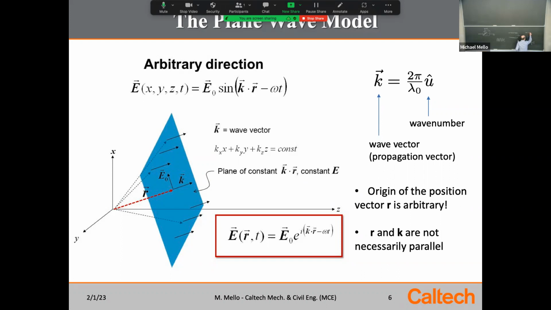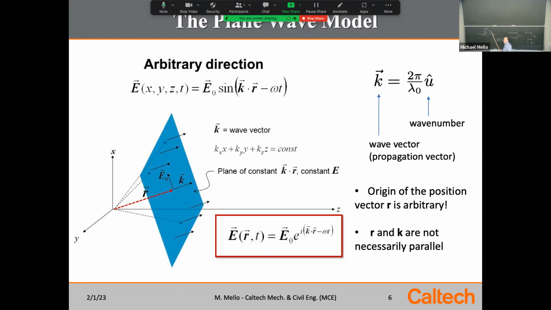2 pi f of the light field. This number is ridiculously high, on the order of 10 to the 14 hertz. Light is oscillating at frequencies like 10 to the 14 hertz. So this is that omega, the omega of your laser light. This is time, t. So we write it this way using complex notation.